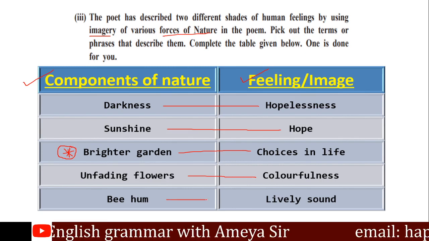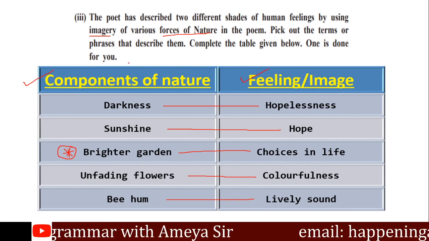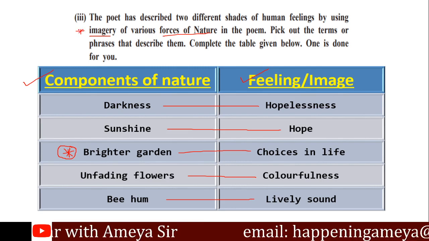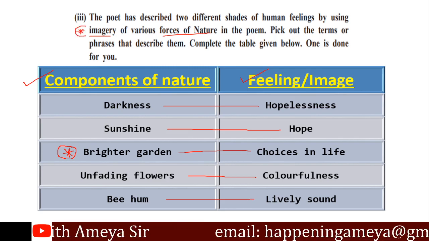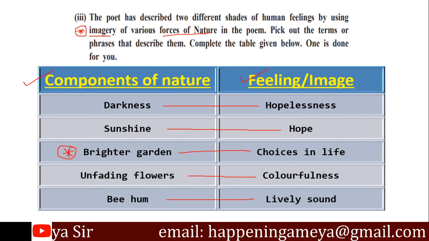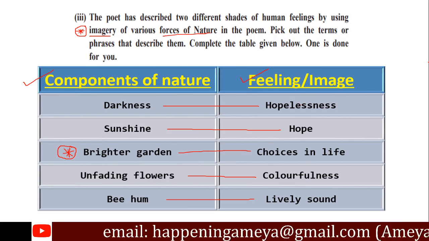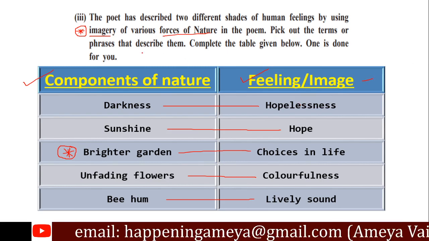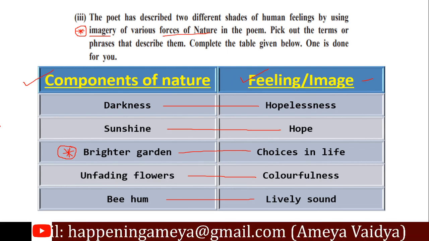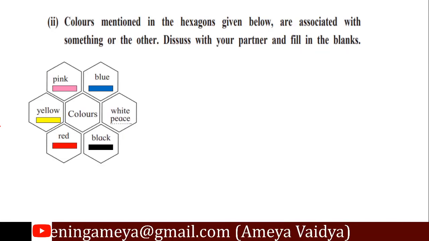And the humming of the bees, the bee hum, suggests lively sound. Remember, imagery is very important. There is a poetic device question that can be asked. Imagery is when the poet uses various components to bring out an emotion or feeling or image, something like that. That's why from image you have the word imagery. You have good examples here. You can pause the video, make a good note of them. Okay, allow me to proceed.